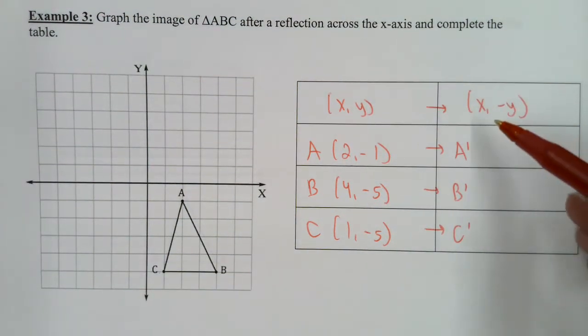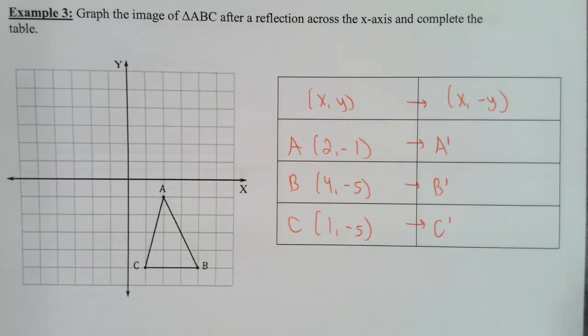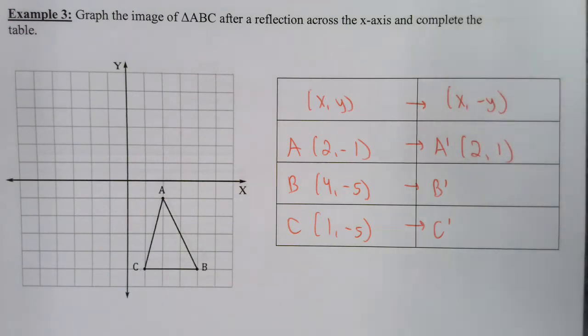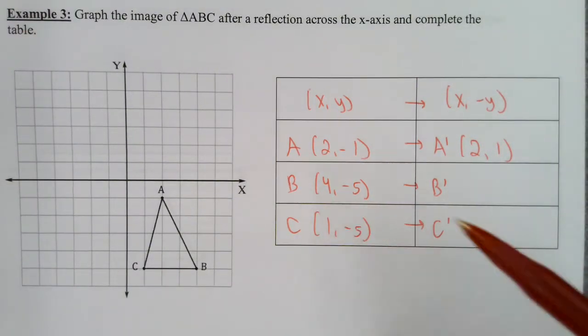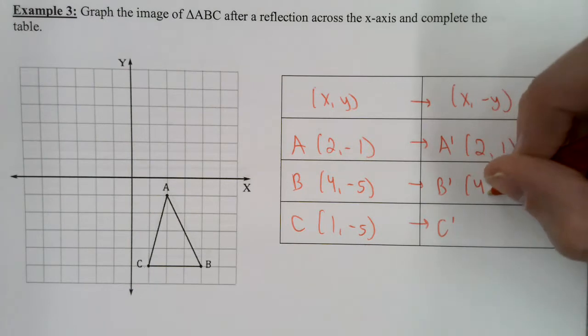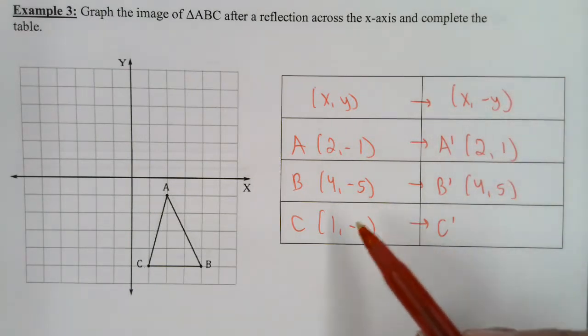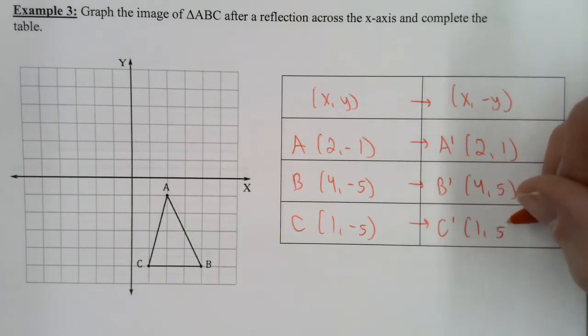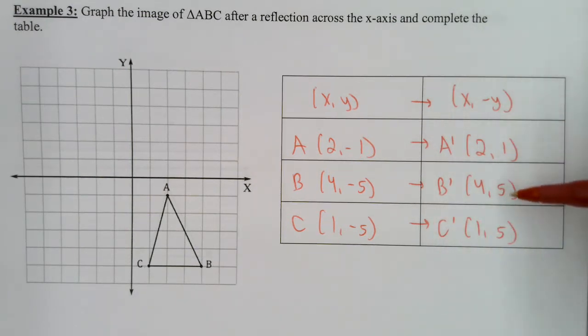So the rule is xy maps onto x stays the same and take the opposite of the new y. So A prime will be at 2, 1. B, 4, negative 5 maps onto B prime, 4, 5. And C, 1, negative 5 maps onto C prime, 1, 5. So you're taking the opposite of the new y coordinates.